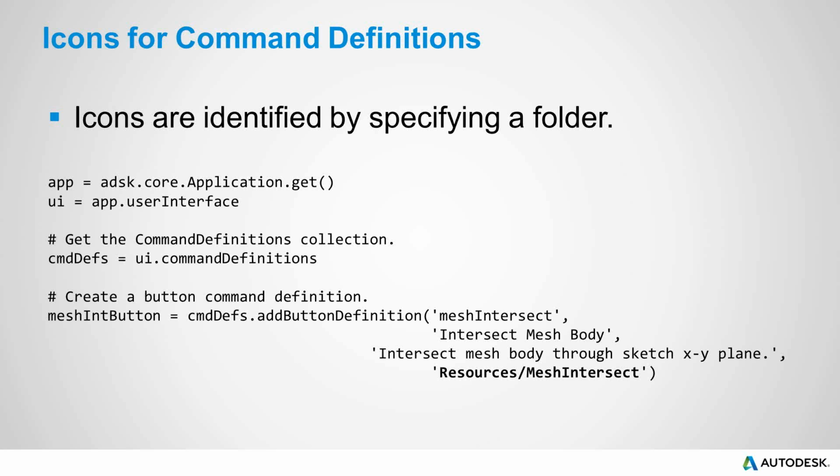And so in this case, you can use a relative path, and that's relative to where your source file is. So this is a Python program, so it's going to be relative to where my .py file is, and in JavaScript where my JS file is, in C++ where my DLL or dylib file is. So here I'm specifying a relative path. I have a folder called resources, and inside that folder I have a folder called mesh intersect, and inside that folder are going to be my image files.